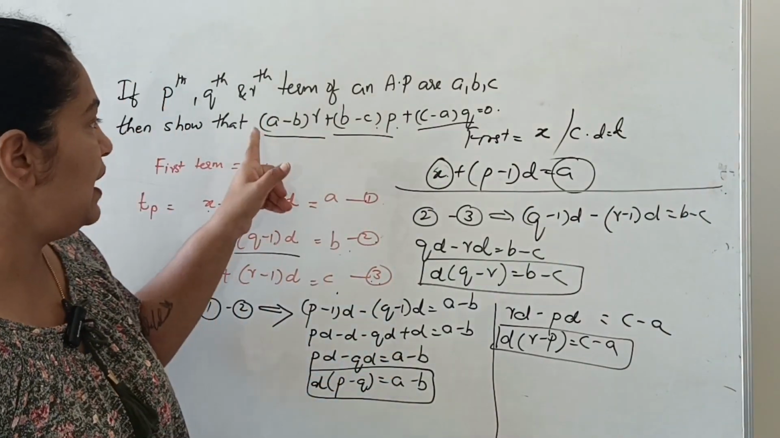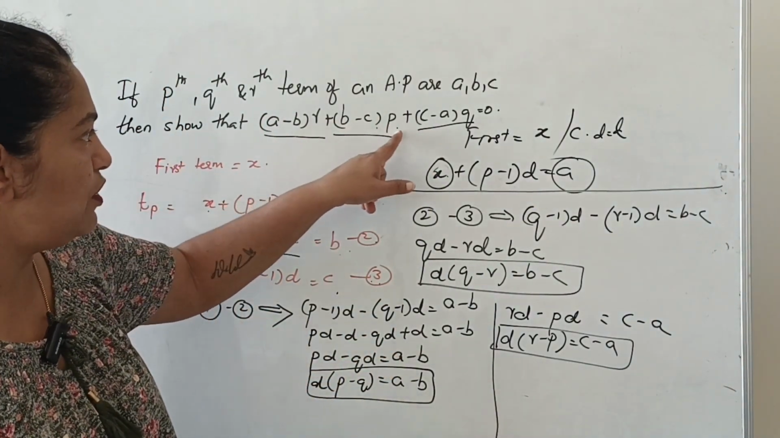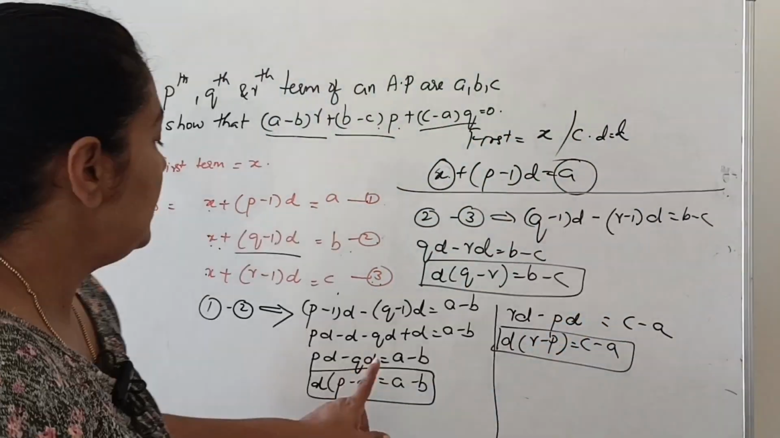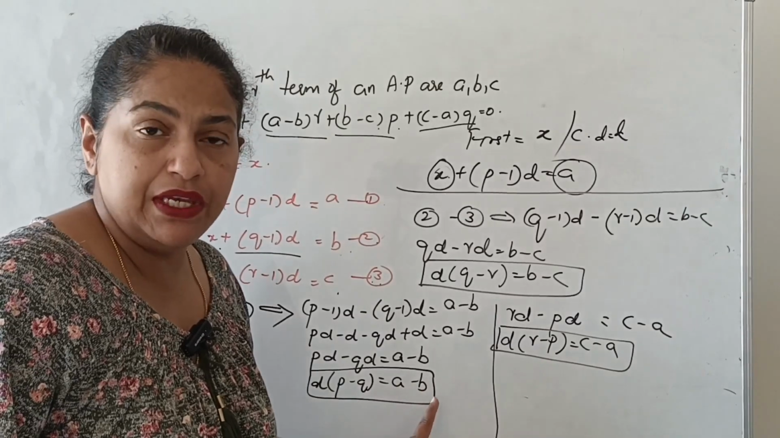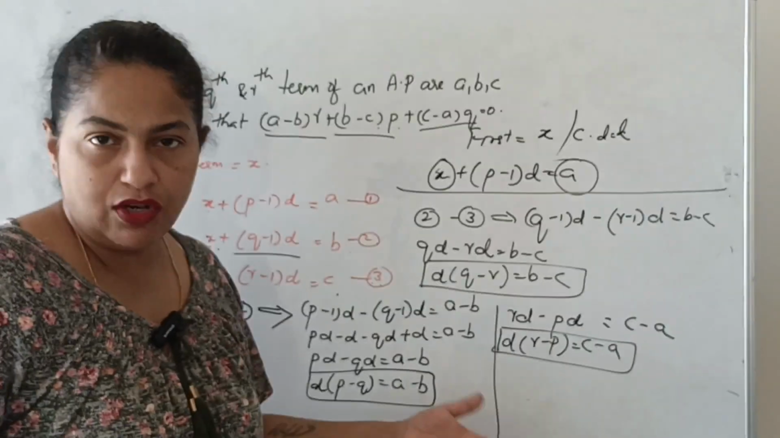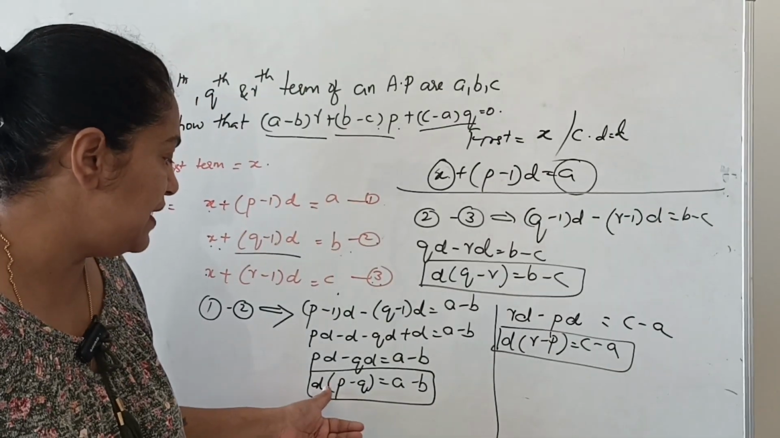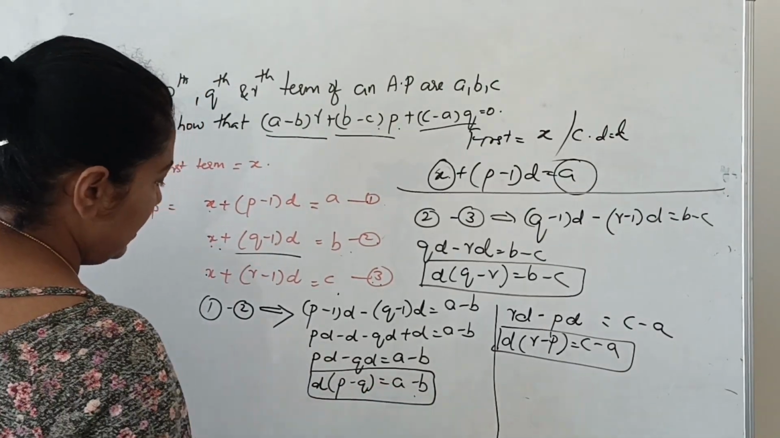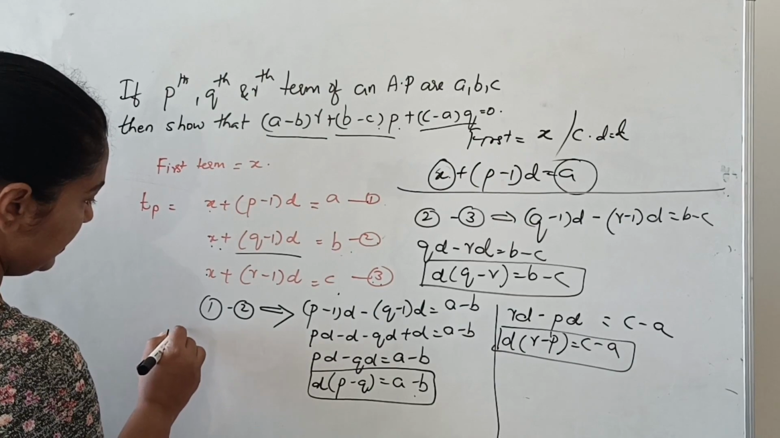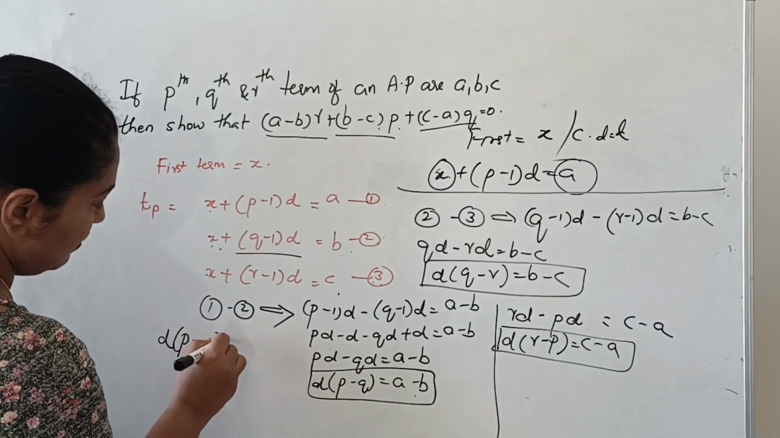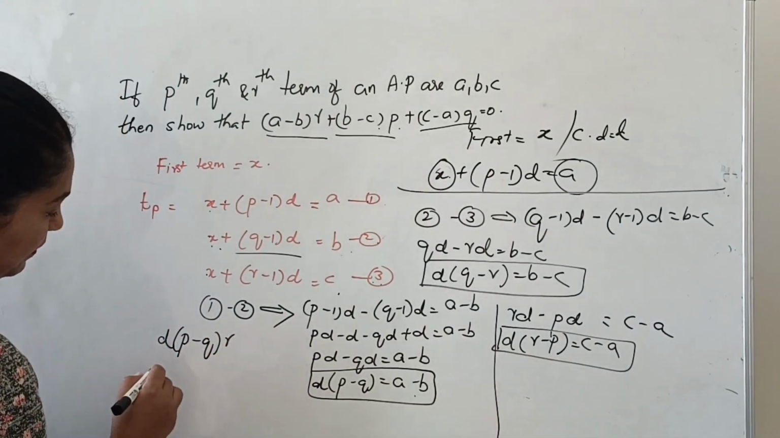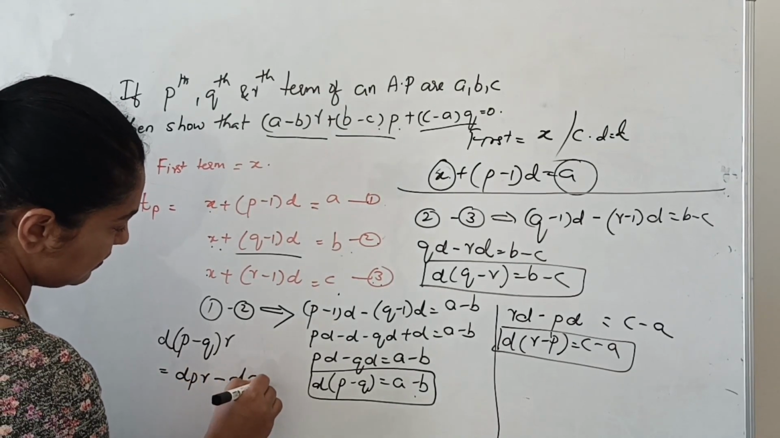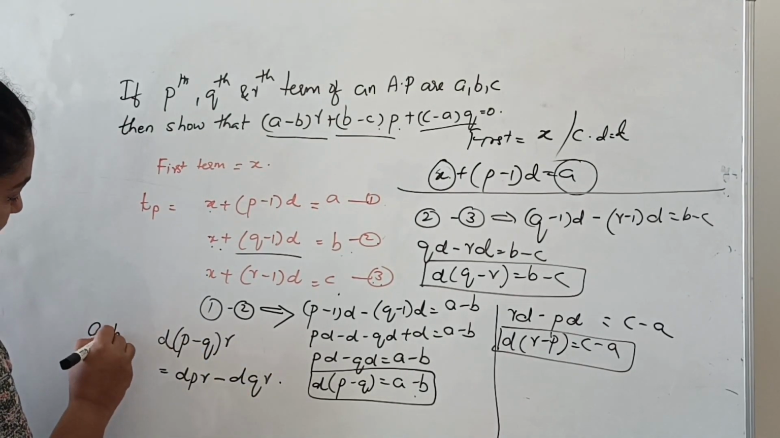What do we need to prove? (a minus b) into r, plus (b minus c) into p, plus (c minus a) into q is equal to 0. Okay. In order to get (a minus b) into r, I have to multiply a minus b with an r obviously. So, which means I have to multiply d into (p minus q) also with an r. So, (a minus b) into r is actually equal to d into (p minus q) into r. Let me open the bracket: dpr minus dqr. This is (a minus b) into r.